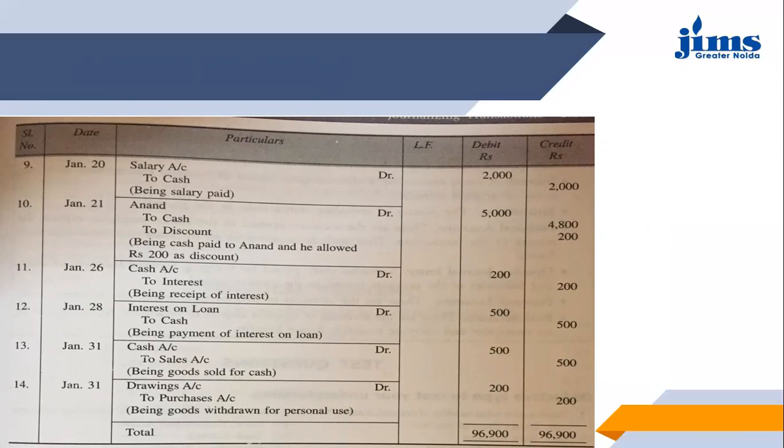So always when you are done with your financial transactions in the form of journal entries, at the end you have to make the total. As you can see here also, 96,900 is the total at the end of all the journal entries.